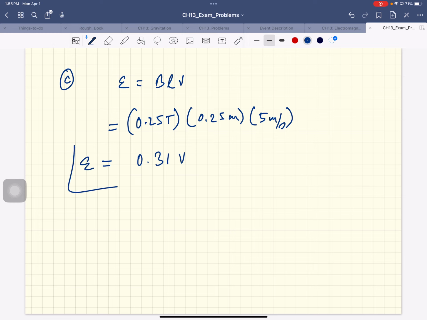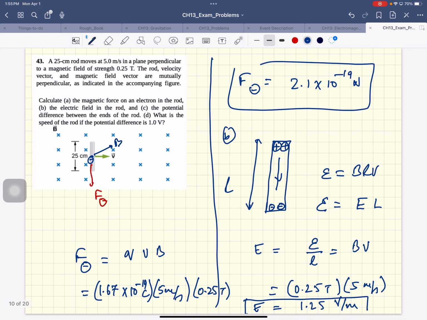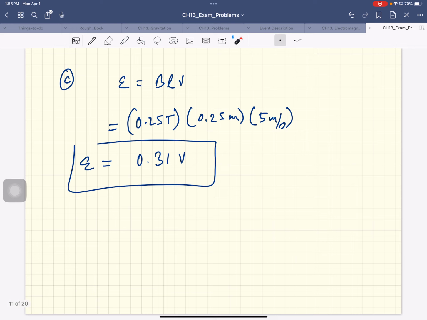So the EMF is 0.31 volts. What should be the speed of the rod if the potential difference is 1 volt? So if for 5 meters per second, it's 0.31 volts. So if you want 1 volt, you can calculate the velocity, and you can see that if you want 3 times the voltage, the velocity should be 3 times as much.